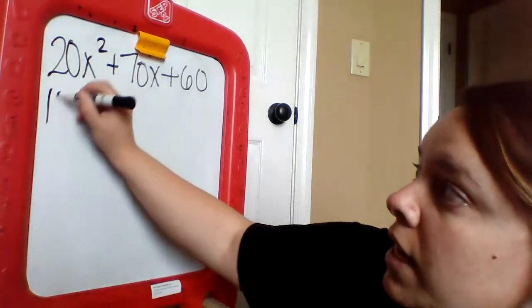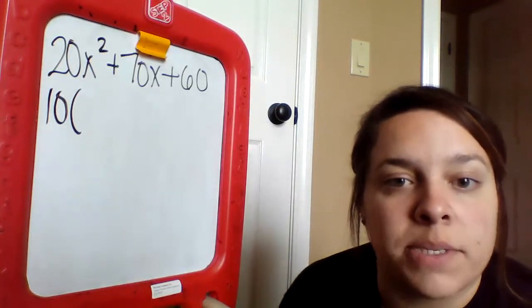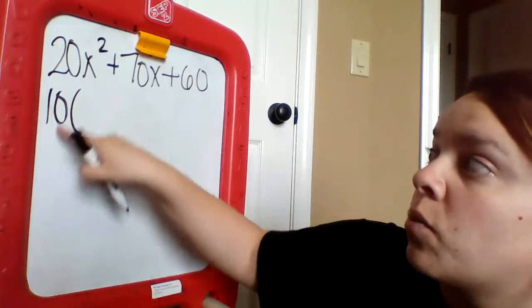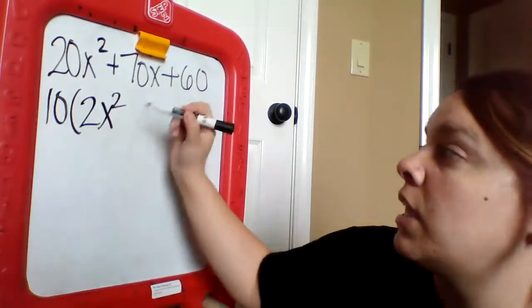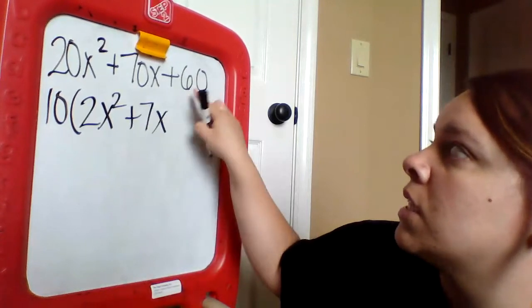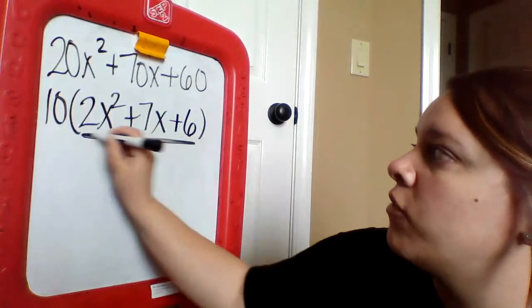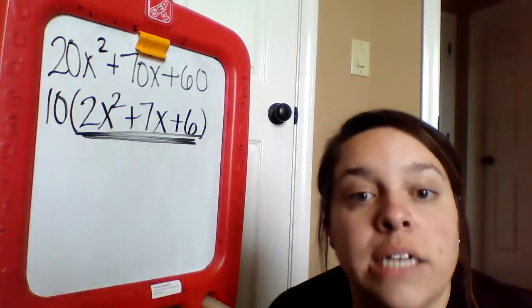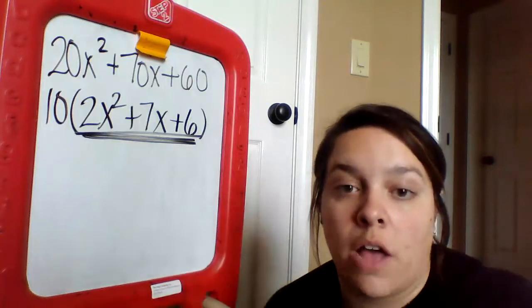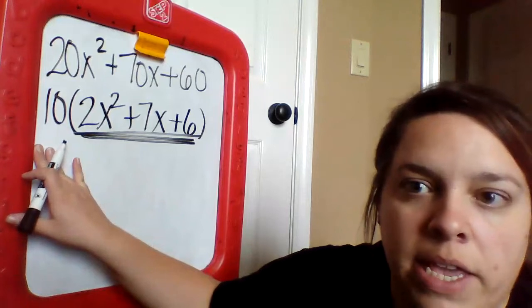So I'm going to put a 10 here, and I'm going to divide that 10 out, because remember, factoring is the opposite of multiplying, so it's dividing. 20 divided by 10 is 2. 70 divided by 10 is 7. 60 divided by 10 is 6. And now I'm going to factor just that part. I'm going to do the slide, divide, bottoms up just on that part that I underlined, and then I'll tell you what to do with that 10 at the end.